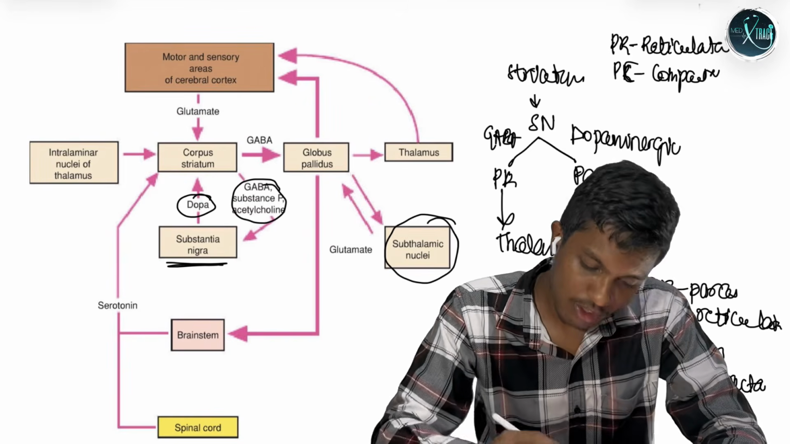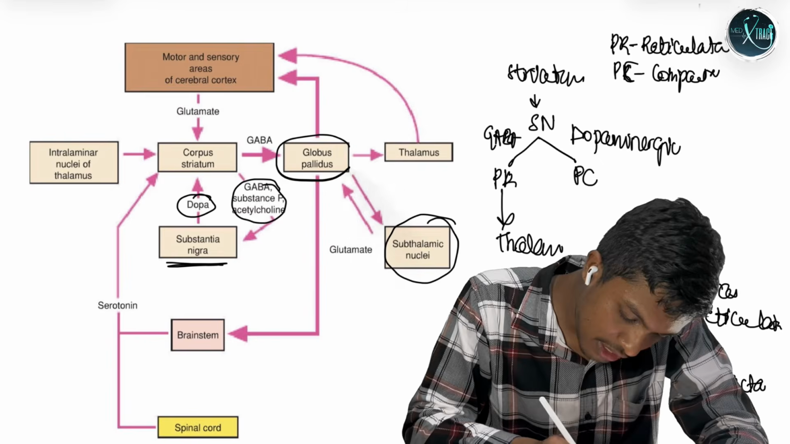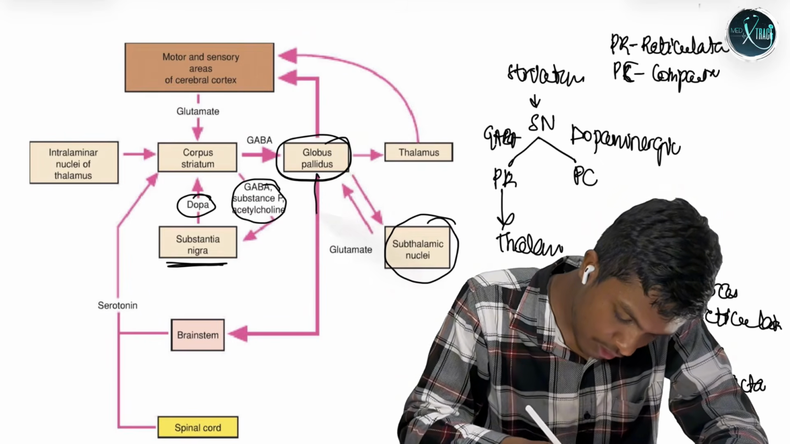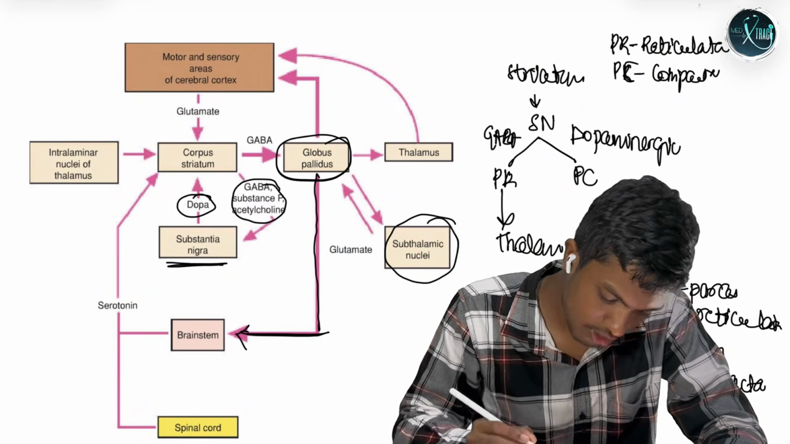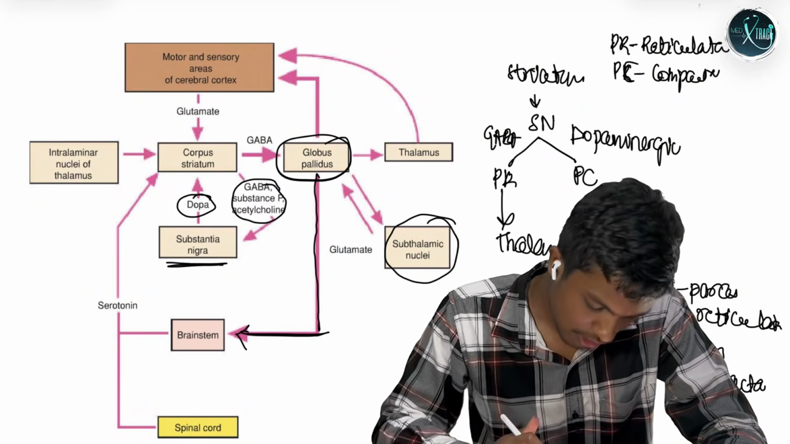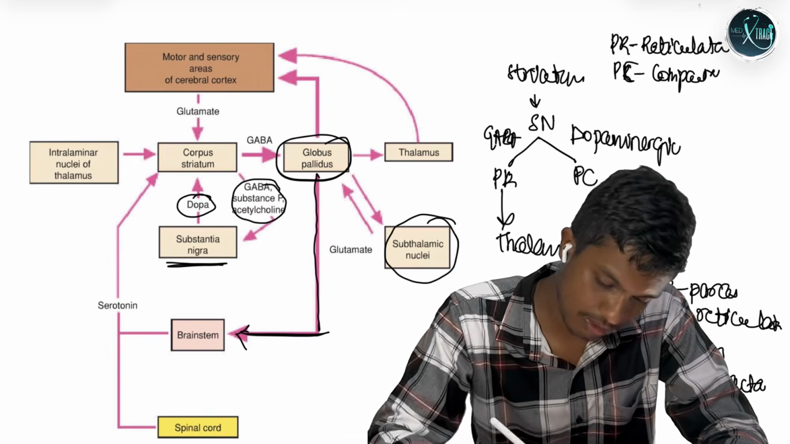And coming to the efferent pathway, it is from the globus pallidus interna segment, as I told before, via pedunculopontine fibers. It signals to the brainstem, and from the brainstem along the spinal cord, it regulates the muscle tone.